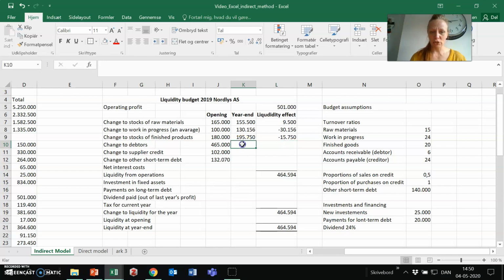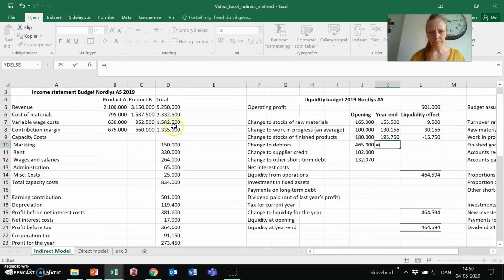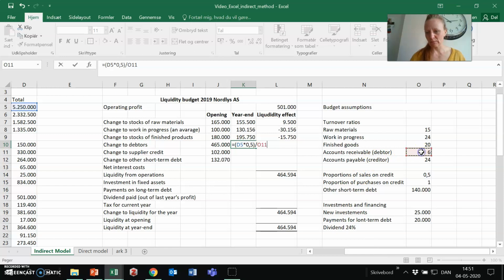Let's take a look at the change in our accounts receivable. What number in the income statement is linked to our customers that might not pay us in cash, but have some kind of payment agreement with us? Of course, what we're looking at here is the turnover. The assumption says that the proportion of sales on credit is 50%. So we take the total turnover, and since only half of the turnover is paid for in cash, we take 50% of that turnover and divide with the turnover ratio for accounts receivable, which is 6 in this case.